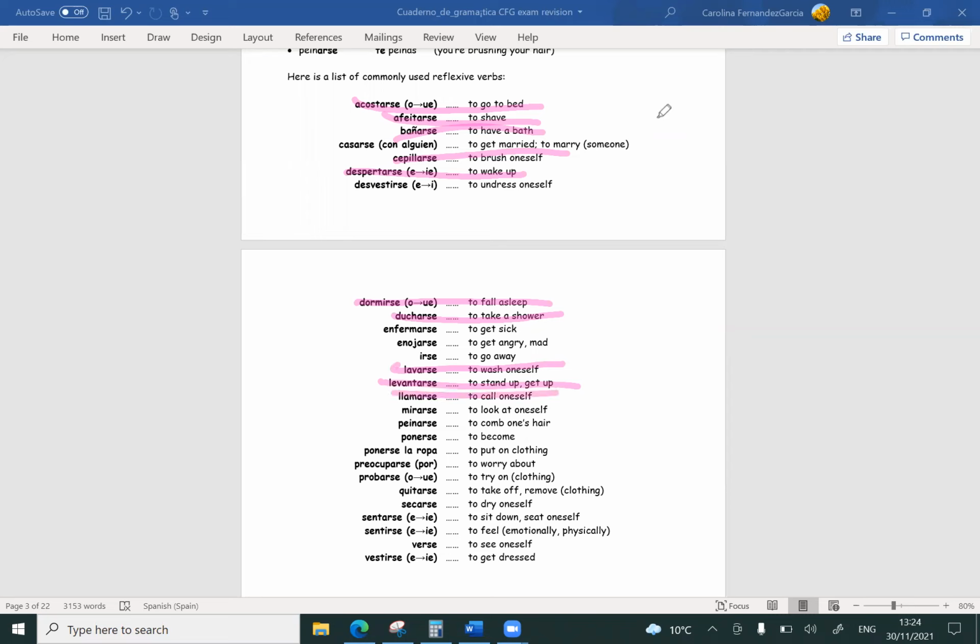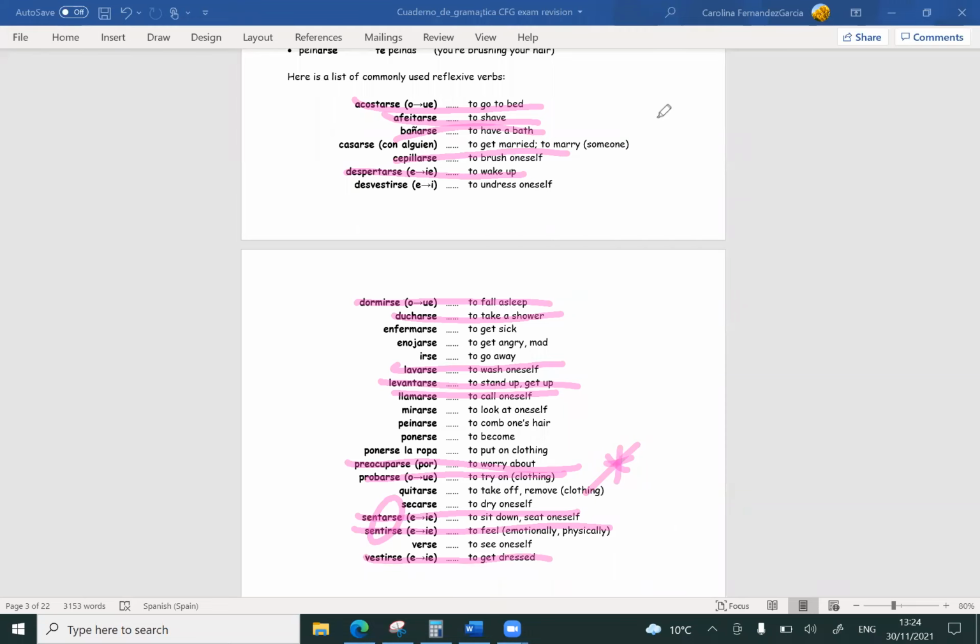Lavarse, to wash oneself. Levantarse, to stand up or get up in the mornings. Llamarse, to call oneself. Preocuparse por, that comes a lot in the dialogues. I'm going to do a star because that's a verb that tends to come up a lot in the dialogues. Probarse is to try on clothing. Sentarse and sentirse. Sentarse is to sit down. Sentirse is to feel. Make sure, because the only difference there is the vowel. And to get dressed. That will be useful if you're talking about the uniform in the oral, for example.